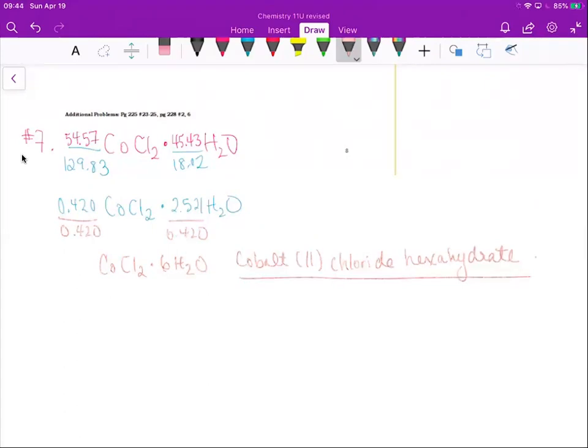Let me know if you have any other questions. Again, the biggest takeaway is make sure that you use coefficients now instead of subscripts like what we were doing with molecular formulas. And you should be good. And I think this takes us to the end of chapter 6. Woohoo, you guys are doing it.